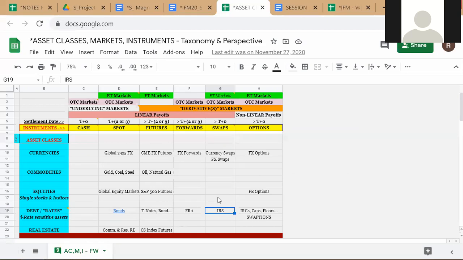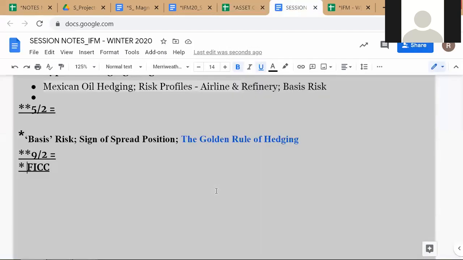Okay, so let's first look at the structure of a swap. So what I will do is let me just see here. Give me a second.